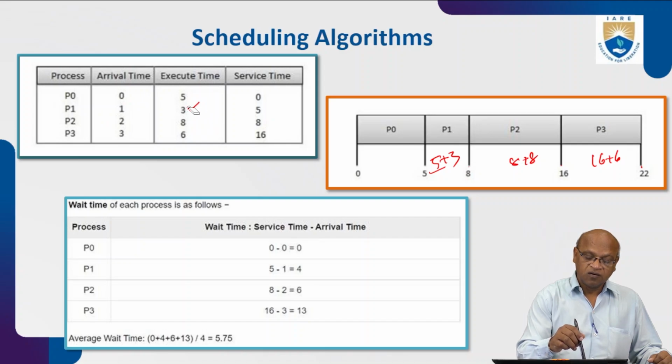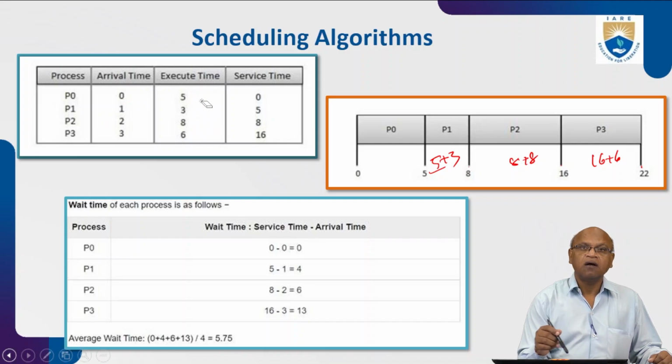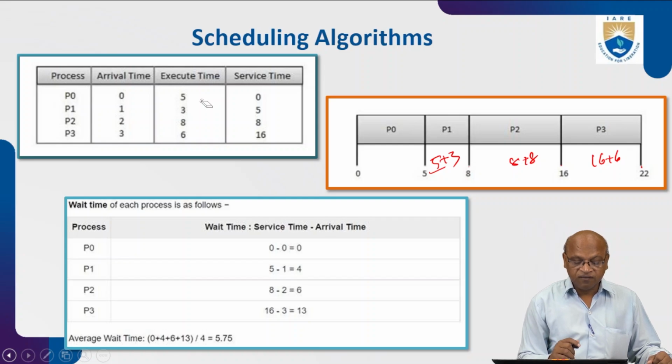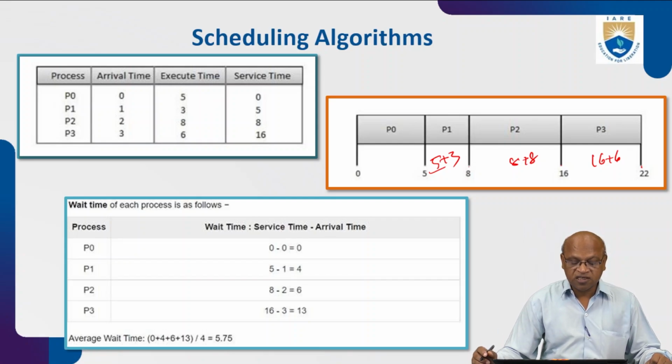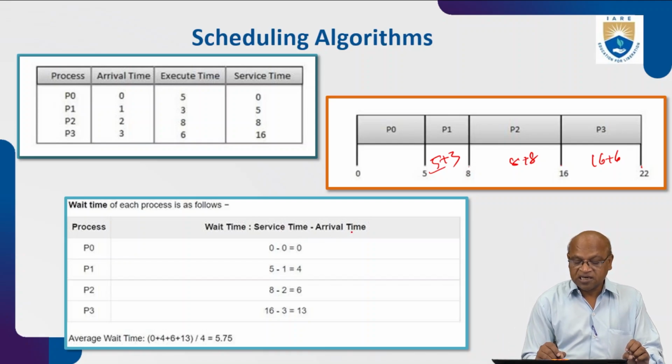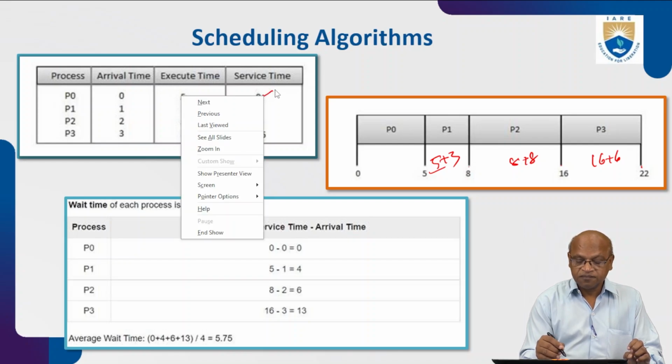So now we will do some calculations. If we look at the wait time of each process, as we have given in the previous class, we have some formulas. That is, wait time equals service time minus arrival time. What is the service time? This is service time.